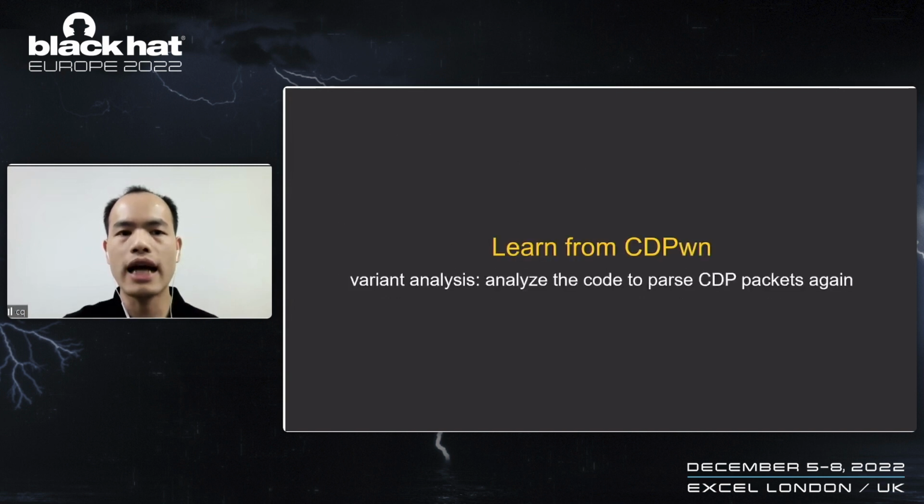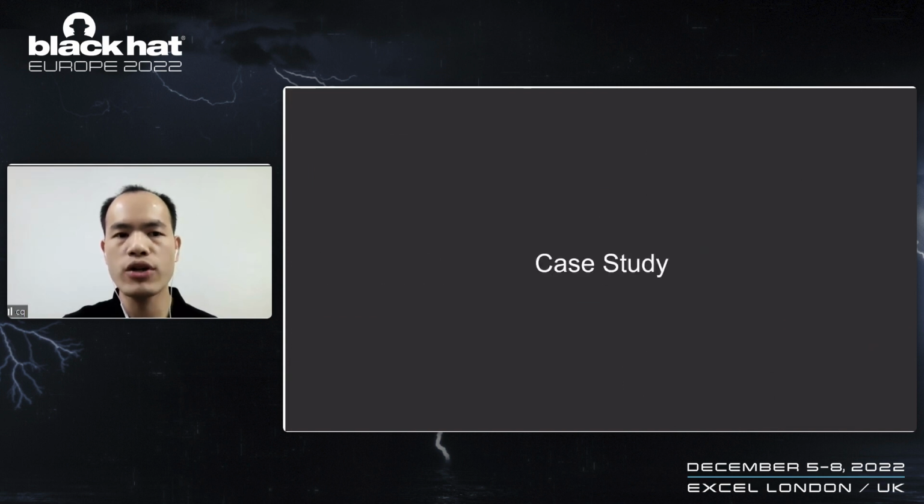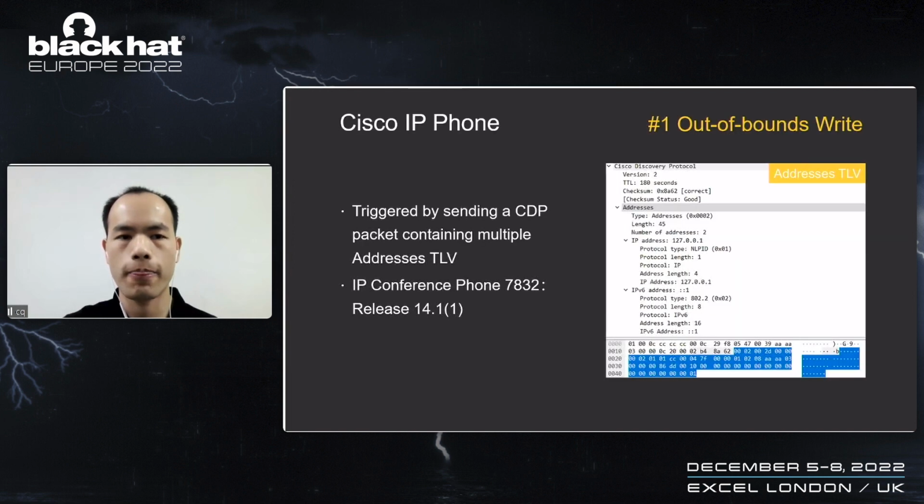Then, we conducted an in-depth analysis of the code to parse CDP packets again, and found another 20 bugs in 5 types of devices, including NX-OS switch, IOS XR router, IP camera, and analog telephone adapter. Among them, some can be used to achieve code execution. Next, I'll show some interesting vulnerabilities found in this stage.